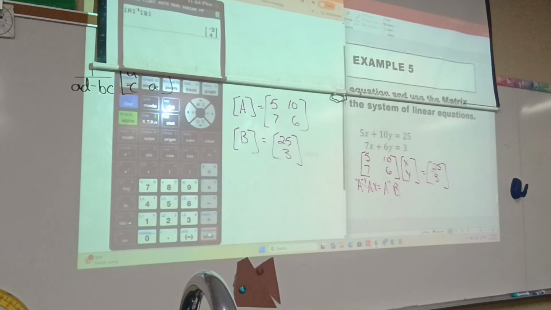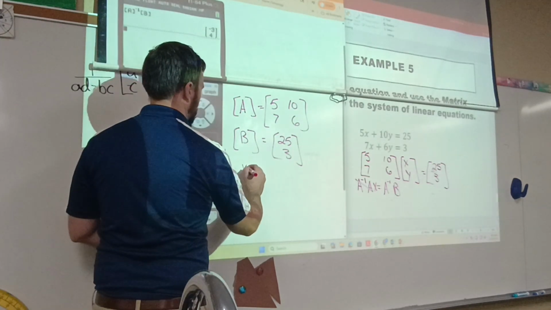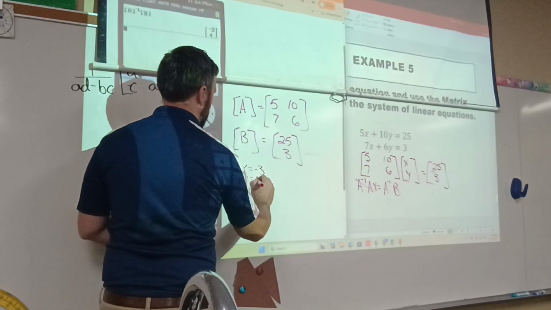Negative 3 and 4. X is negative 3. Y equals 4.